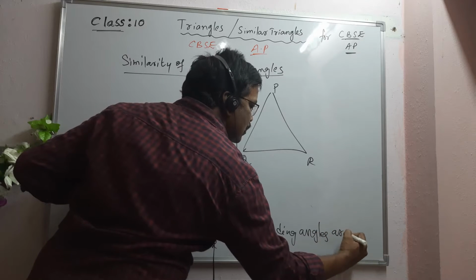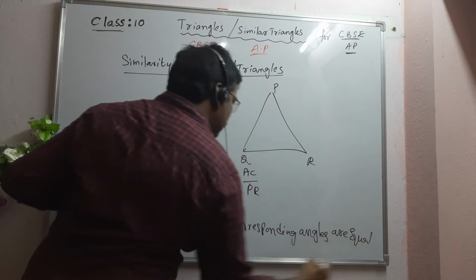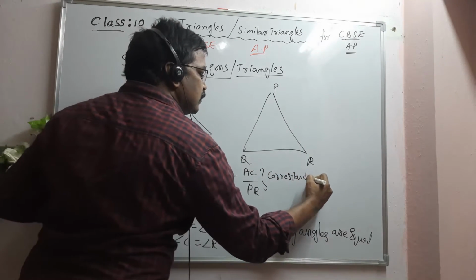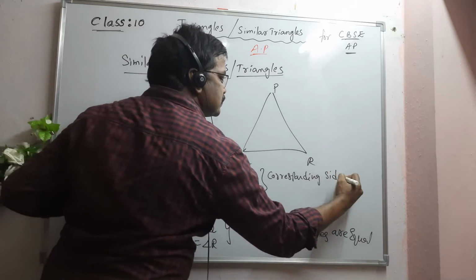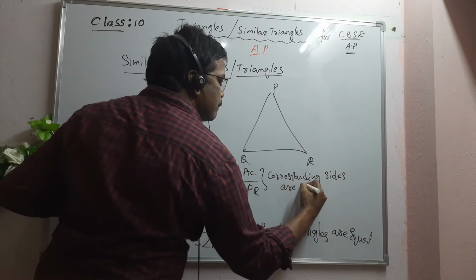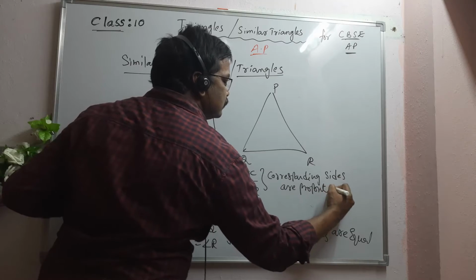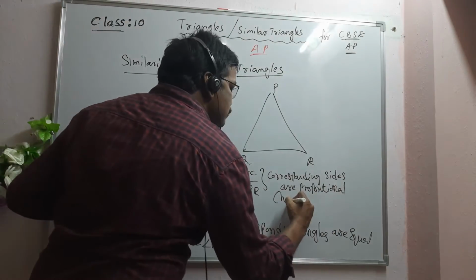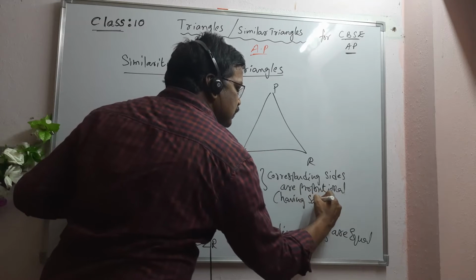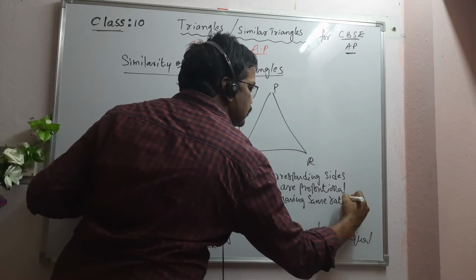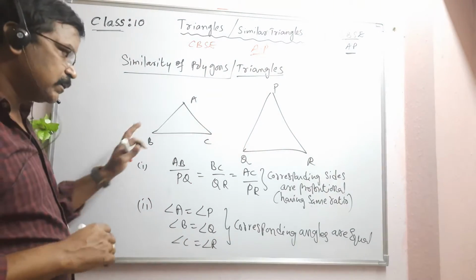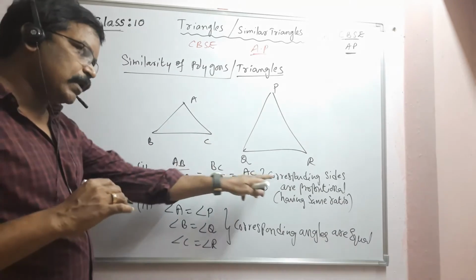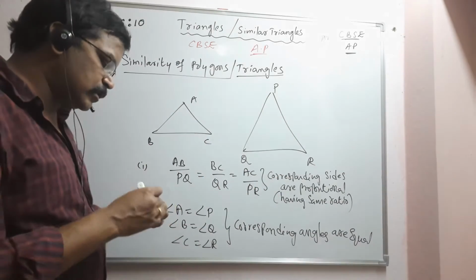Corresponding angles are equal. Here, corresponding sides are proportional. Proportional means having the same ratio. Understand, students? In the two triangles, the corresponding sides are proportional, meaning having the same ratio.